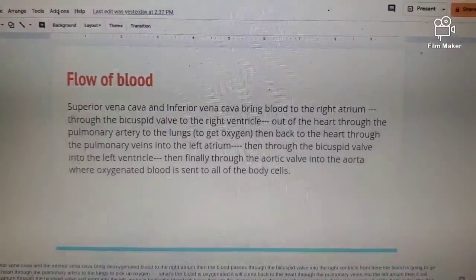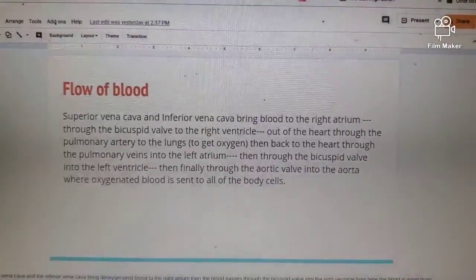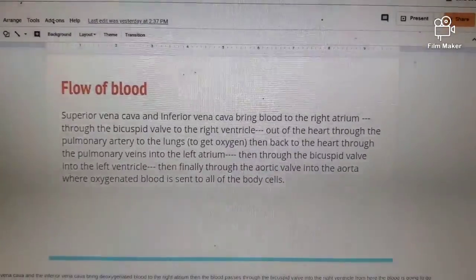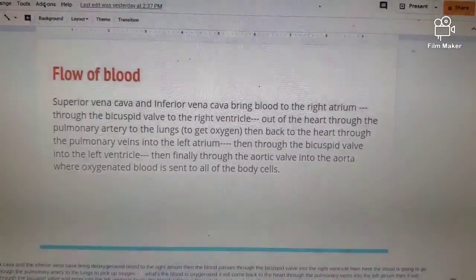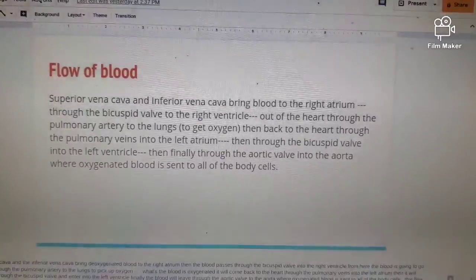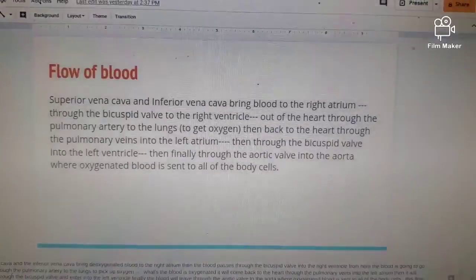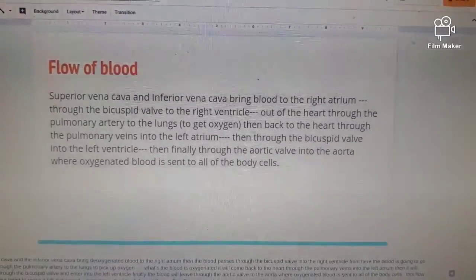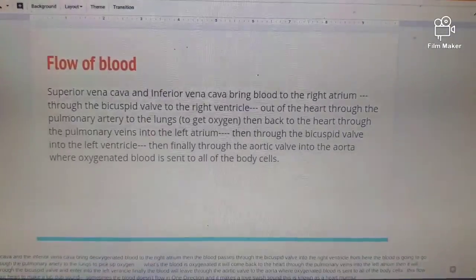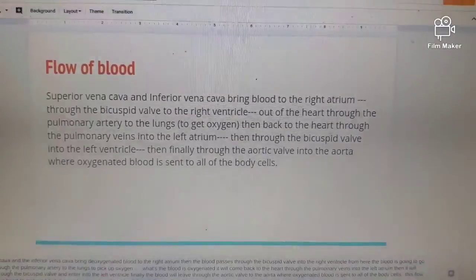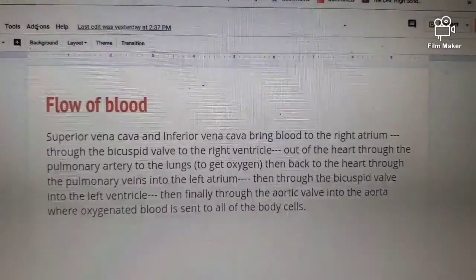The flow of blood. The superior vena cava and the inferior vena cava bring the blood to the right atrium, through the bicuspid valve to the right ventricle, out of the heart through the pulmonary arteries to the lungs to get oxygen, then back to the heart through the pulmonary veins into the left atrium, then through the bicuspid valve into the left ventricle, then finally through the aortic valve into the aorta, where oxygenated blood is sent to all of the body cells. Lub-dub sound.